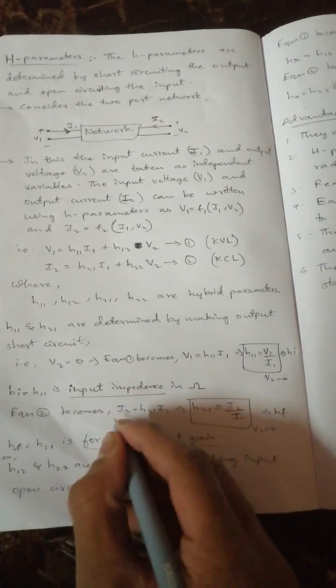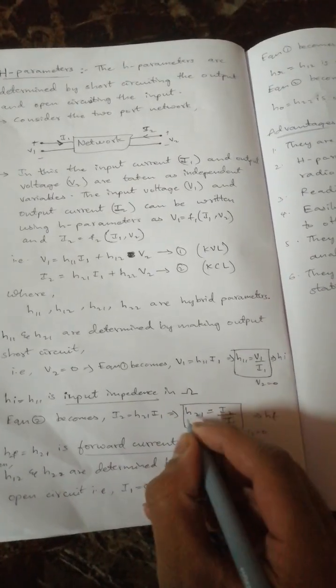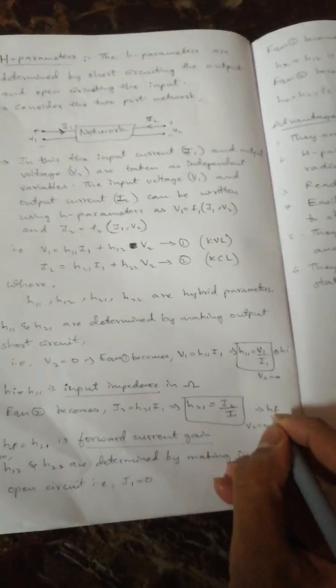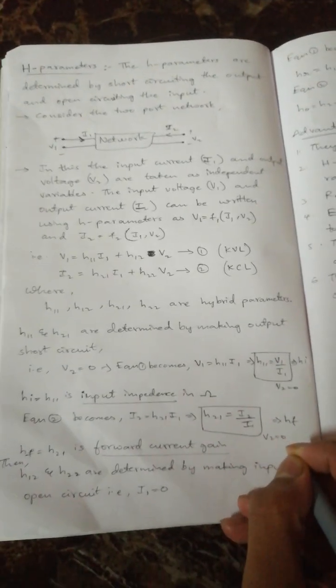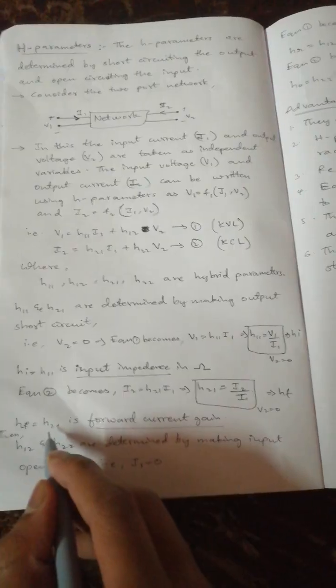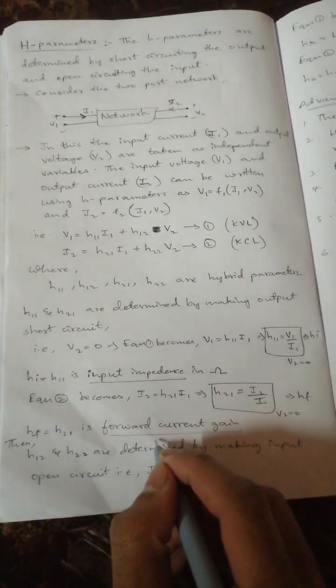Equation 2 becomes I2 is equal to H21 I1. H21 is equal to I2 by I1, also known as Hf, where V2 is equal to 0. Now Hf is equal to H21, the forward current gain.